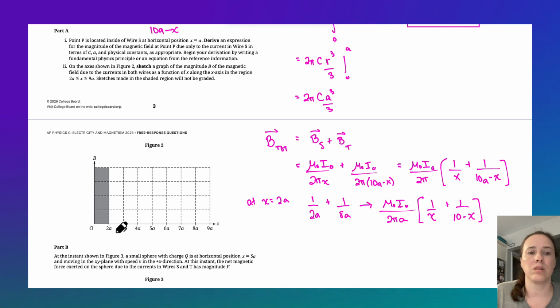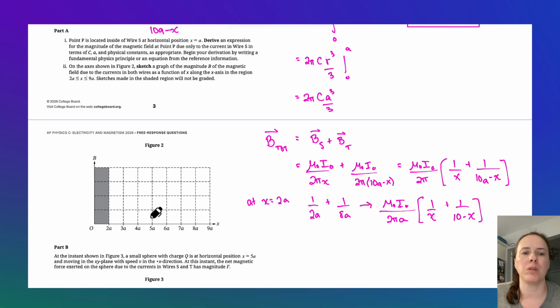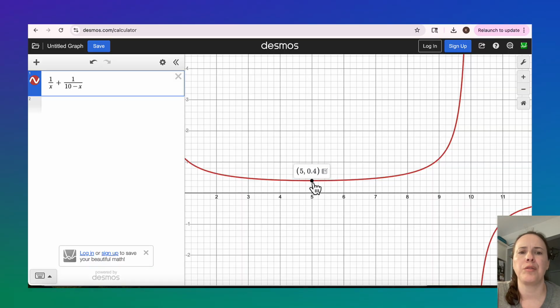Given that they gave us grid lines, we're probably going to need to be accurate-ish. Except it says sketch, so maybe not. We'll find out. So we're going to have that minimum at 5. I'm going to put that minimum down here at 5. It's at a value of 0.4. And over at 9, we're at a value of 1.11.